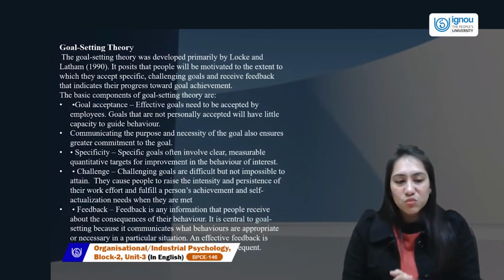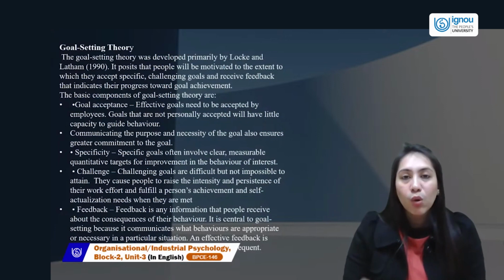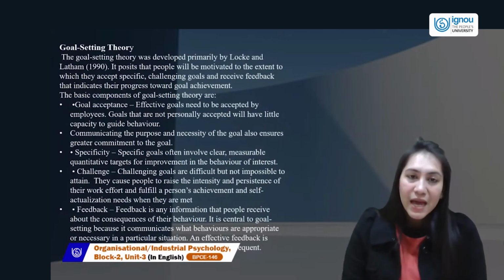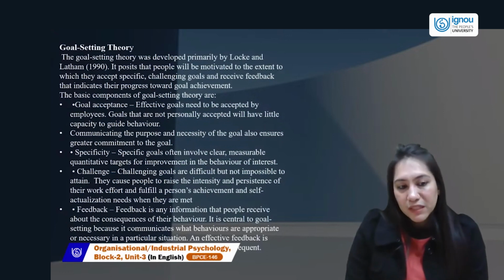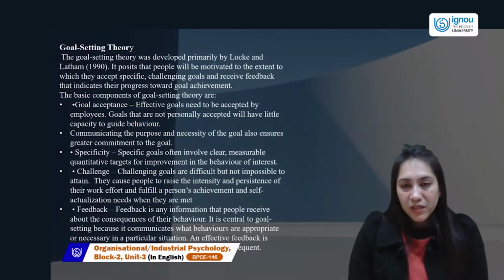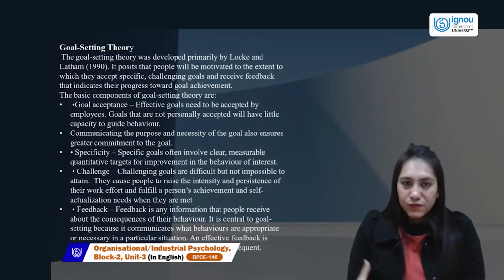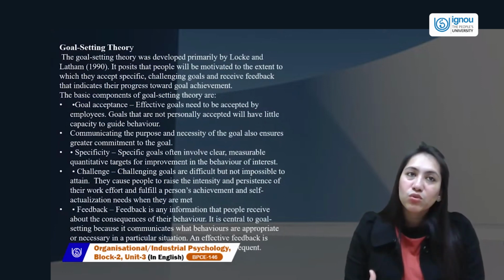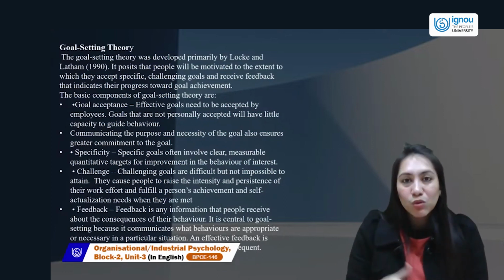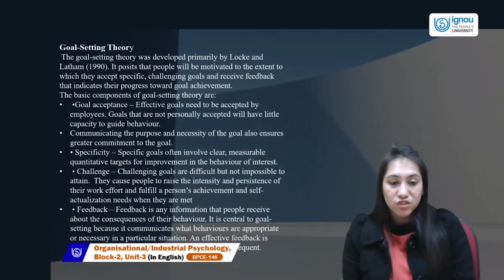Feedback is any information which is received after the consequences of your behavior. It is central to goal setting because it communicates how you have done and how appropriate your behaviors and achievement have been in a particular situation. So an effective feedback should be what? Specific, relevant to the topic, timely, and credible. There are times that we give feedback which is utterly harsh, which is really disappointing. We should give feedback that tells you where you're going wrong, but at the same time motivates you to correct yourself.